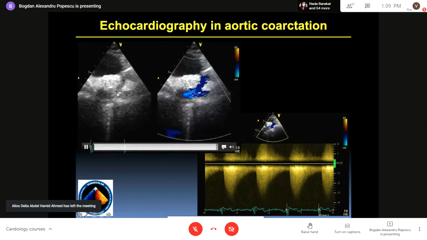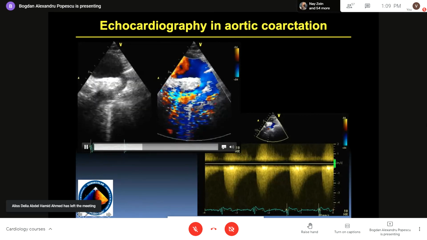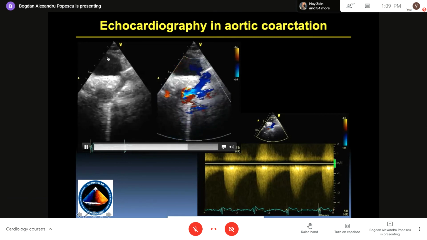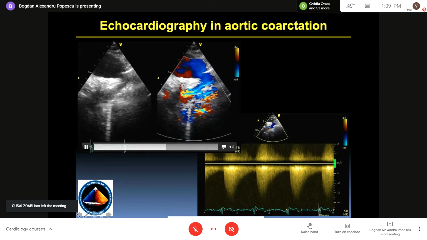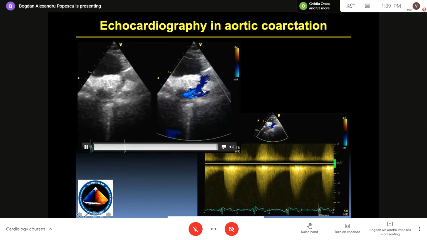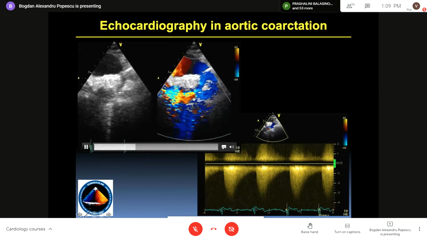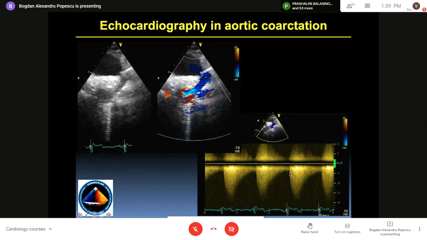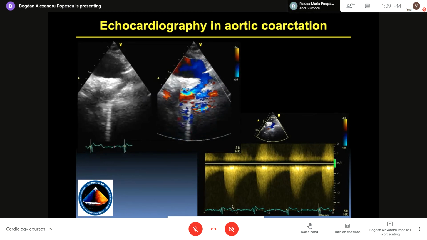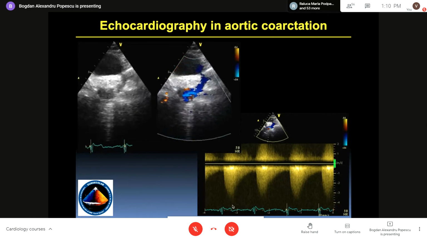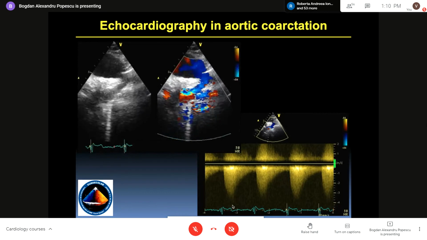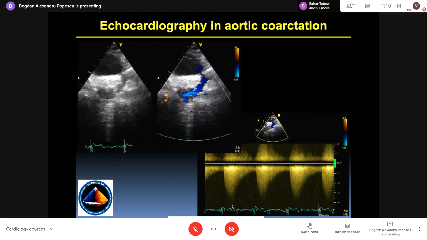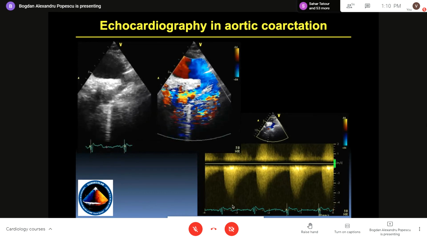And then you see a narrowing. You see the difference in caliber is big here and very narrow here. The flow is turbulent at the level of the narrowing, and the velocity of flow is significantly increased because with Doppler we can measure differences, we can measure velocities and translate these velocities in gradients, in difference of pressure.